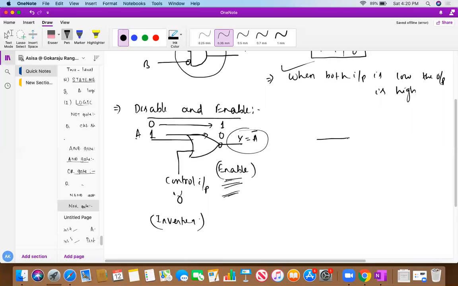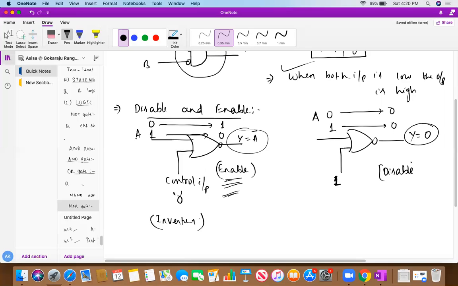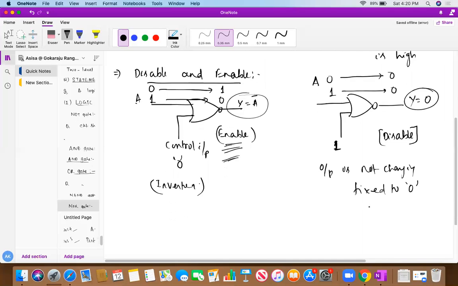Now we'll go for the next part. If my control input is now 1, and A is 0, the output is 0. If A is 1, I also get output 0. So Y is fixed to 0. It makes my circuit disable. Hence it acts like a disable circuit, because the output is not changing and is fixed at 0. Do you all understand?